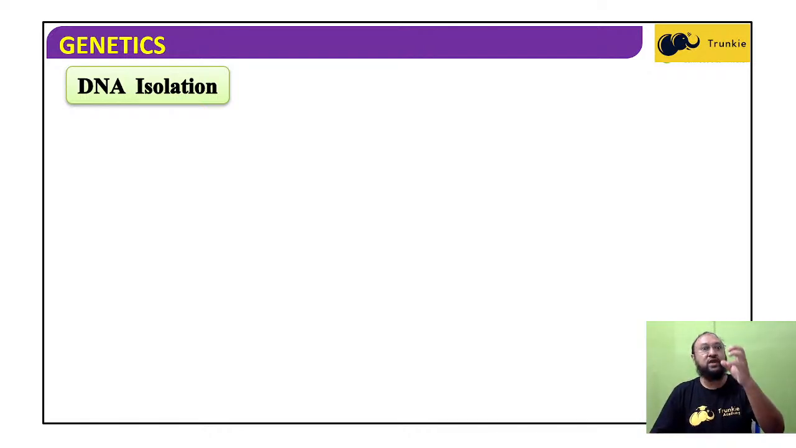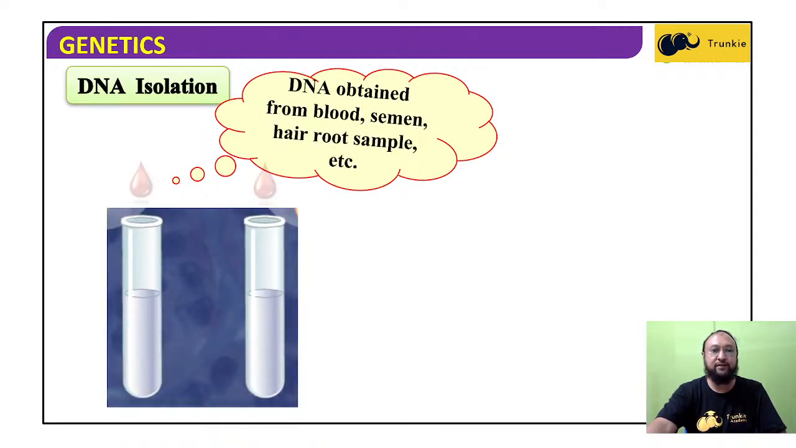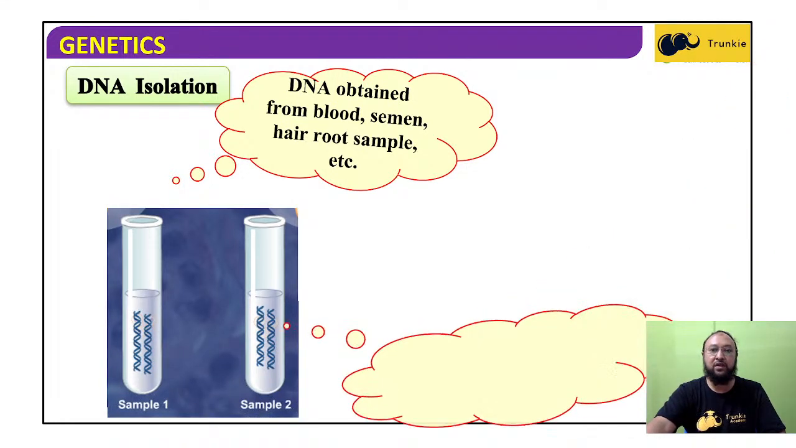We need to take out the DNA from samples like blood, bone, skin, muscles, or hair follicles or hairs, etc. DNA is obtained from blood, semen, hair root samples, etc. So how to obtain this? We need to centrifuge.